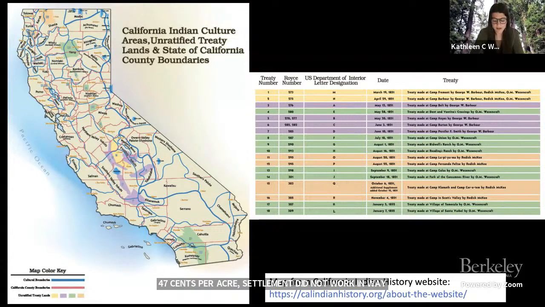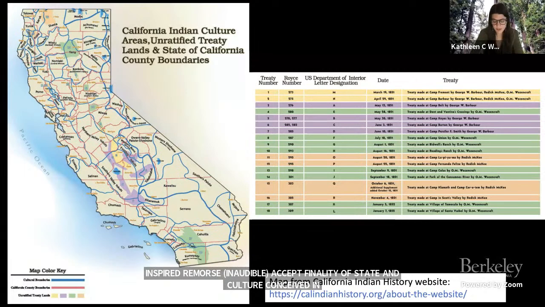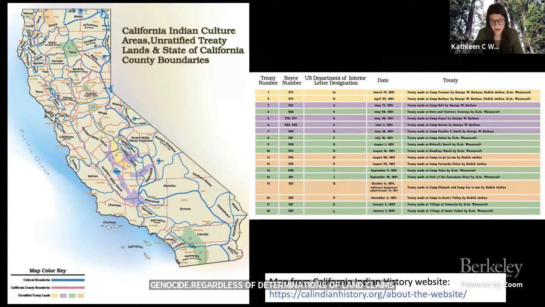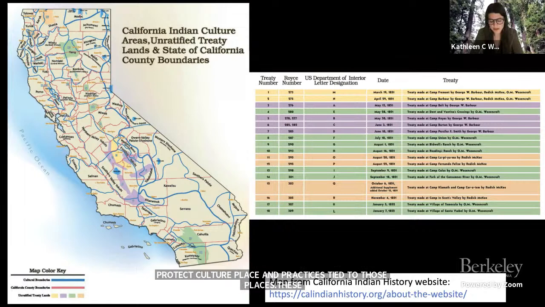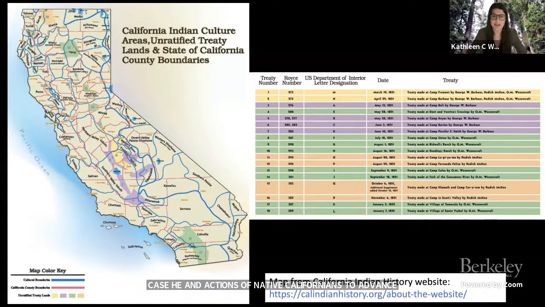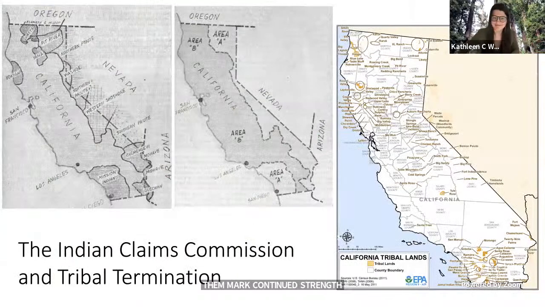The 1905 discovery of the lost treaties inspired remorse, but never forced those to accept the finality of a state and culture conceived in genocide. Regardless of the determinations of these land claims proceedings, the quest for land's restoration and access will continue, given the need to protect cultural places and practices tied to those places. However, these cases and the actions of Native Californians to advance them mark their continued strength, resiliency, wit, and vitality over time. Thank you.